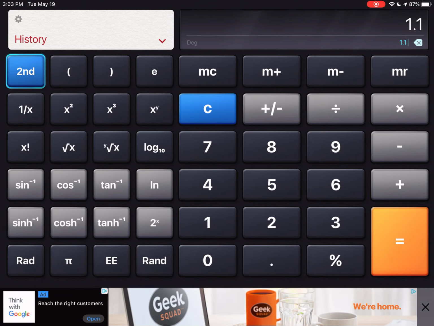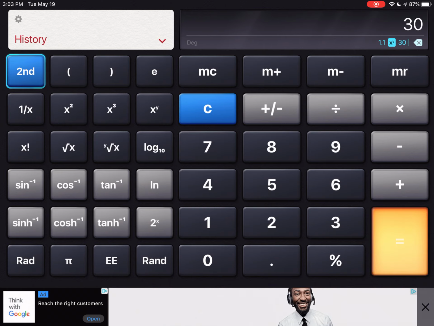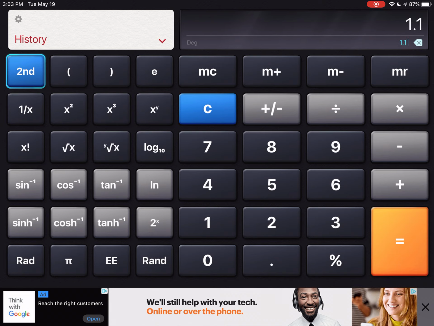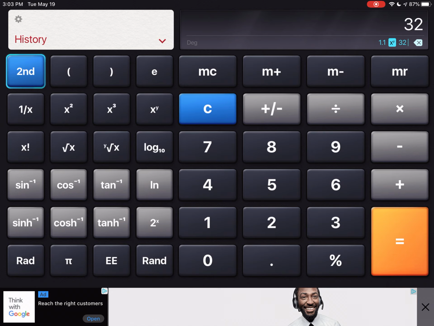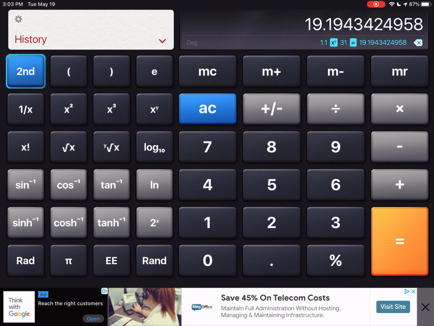Why don't we try something closer to 24? So why don't I try 30 in this case? Okay, that's getting closer to 20. I need to go a bit higher, though, right? 1.1 to the exponent 32. Now I've gone a bit too high. Let's try to see if 31's a bit closer. 31's a bit low, but it seems to be about the closest. Somewhere between 31 and 32.